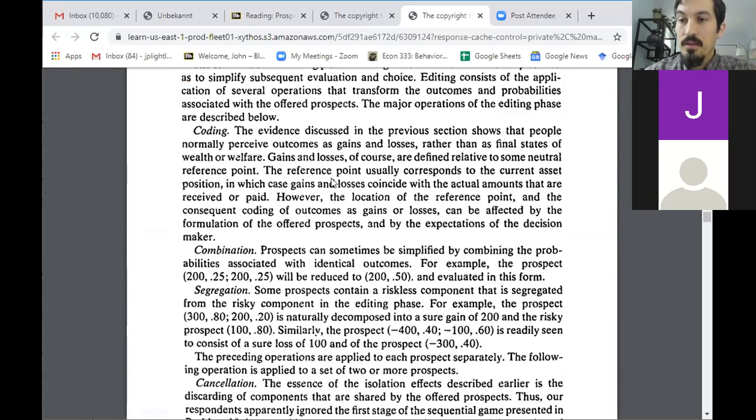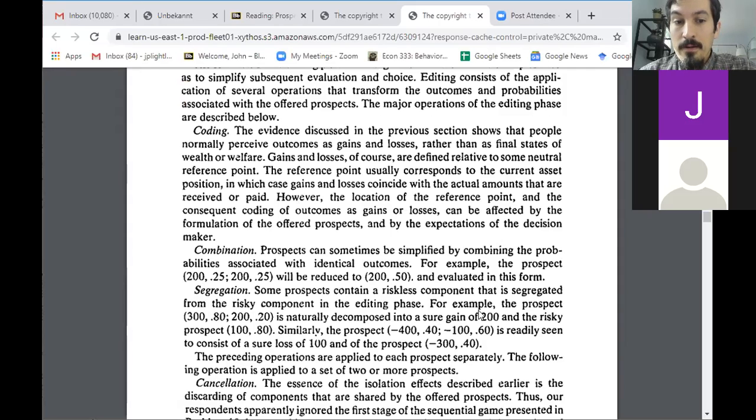prospect theory is applied using a value function, using a probability weighting function, but only after the editing phase gets rid of all of these sort of crazy nuisances that would otherwise lead you to do unreasonable things. Let me do one more. Let me talk about one more, like segregation.